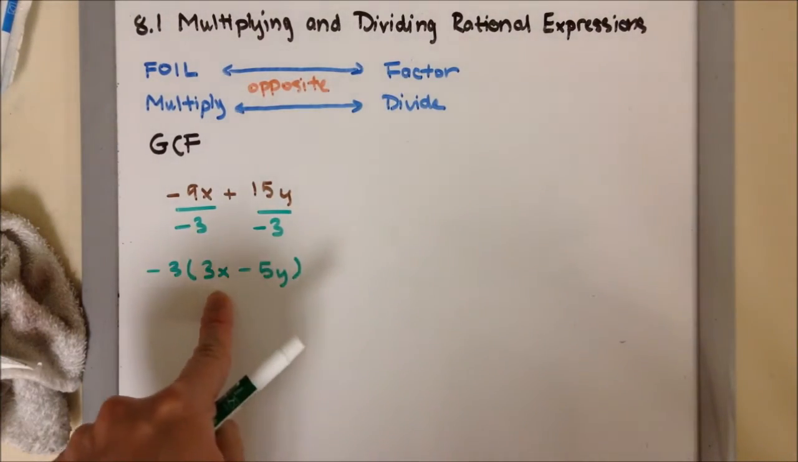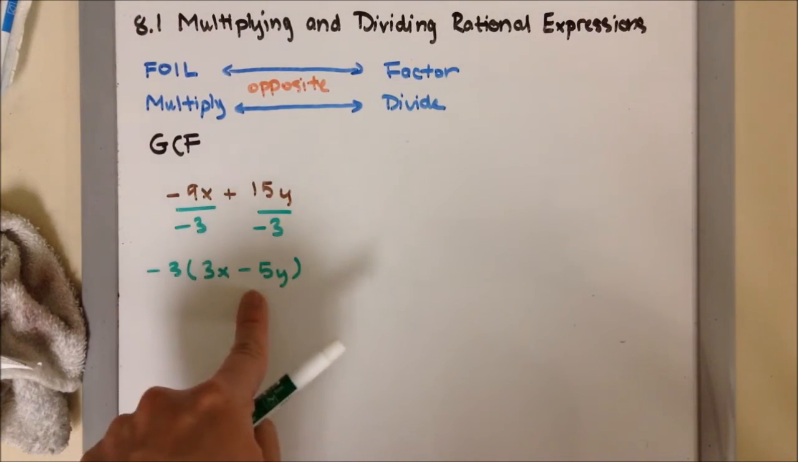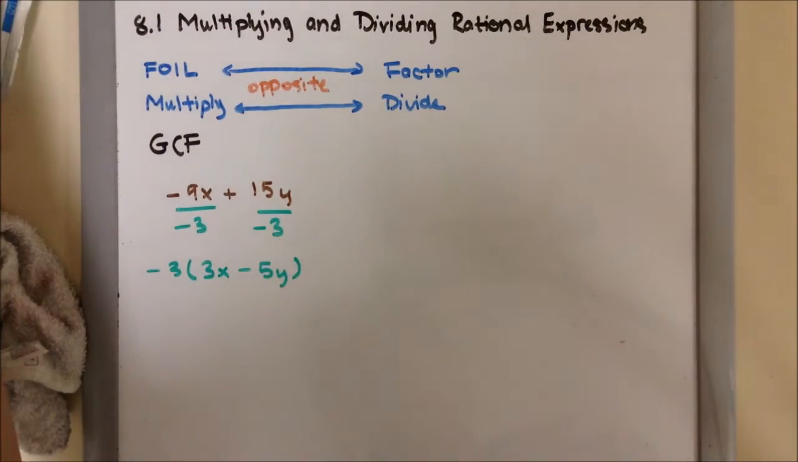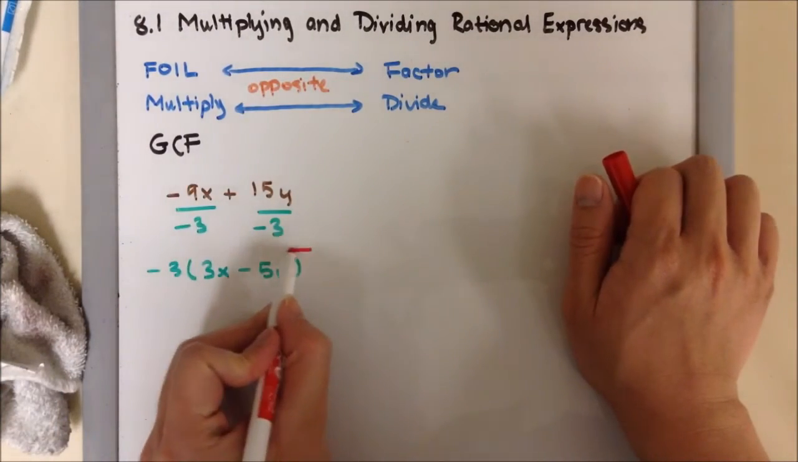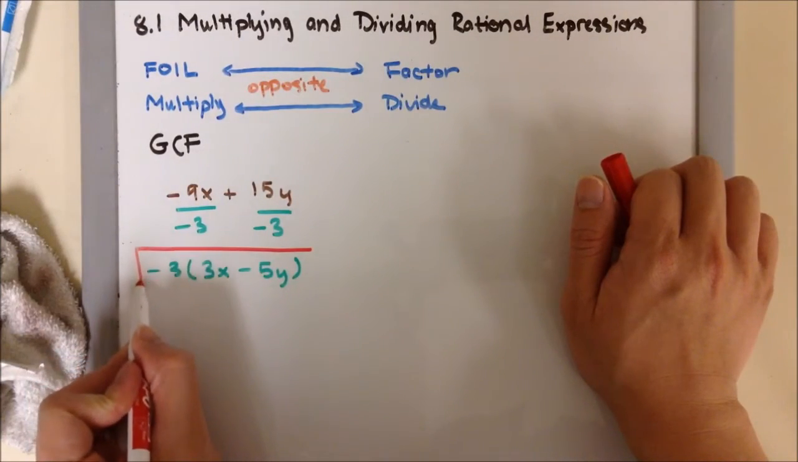And double check, there's nothing in common between 3x and negative 5y, so I have finished factoring by GCF. Therefore, this is my final answer.